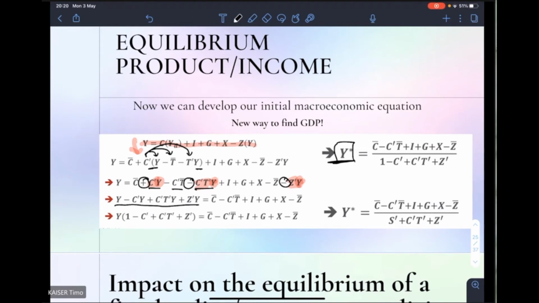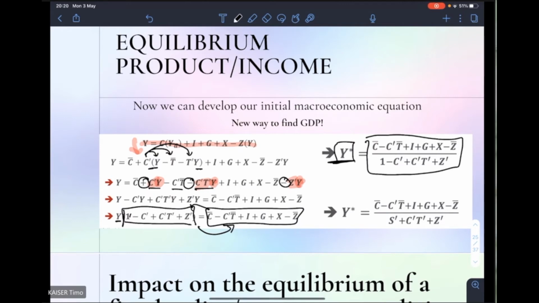And now, of course, we need to take the Y out of all of these constructs. How do we do that? We can just take it into brackets. So it would be Y times 1 minus C prime T prime plus Z prime. And now, in order to get everything here onto this side, what do we do? We divide. So we divide this whole thing here by this one, and then we get this expression.